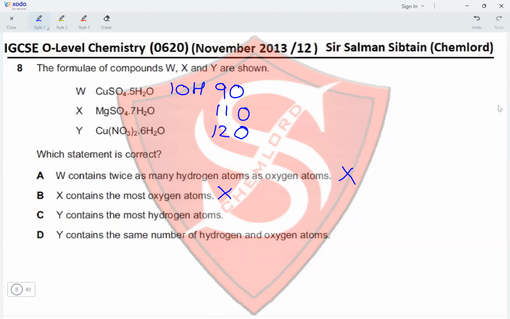Y contains the most hydrogen atoms. So now we count the hydrogens present. In X, we've got 7 times 2, 14 hydrogen atoms. And in Y, we've got 6 times 2, 12 hydrogen atoms. So the maximum hydrogen atoms are present in X, not in Y, making this statement incorrect as well. And lastly, Y contains the same number of hydrogen and oxygen atoms. So Y has 12 hydrogen and 12 oxygen atoms present, making this statement correct. Therefore, option D is the correct option for this question.